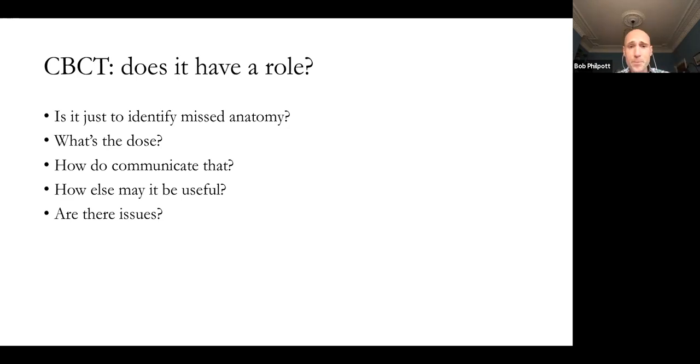As I said, it's not just to identify the missed anatomy, because although I said a lot of the intraoperative images we would take are confirmatory, afterwards taking a CBCT, you want more than them just saying, yeah, there is an MB2, because you're going, okay, great. Can you help me find it, please? And I think that's what you need. So you can take a bit more measurements, you can get your orientation a little bit better. You do need to have an appreciation of the dose.